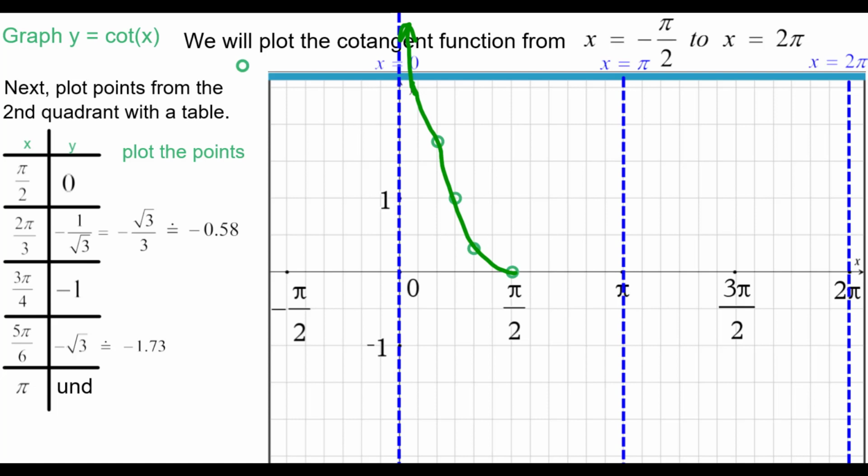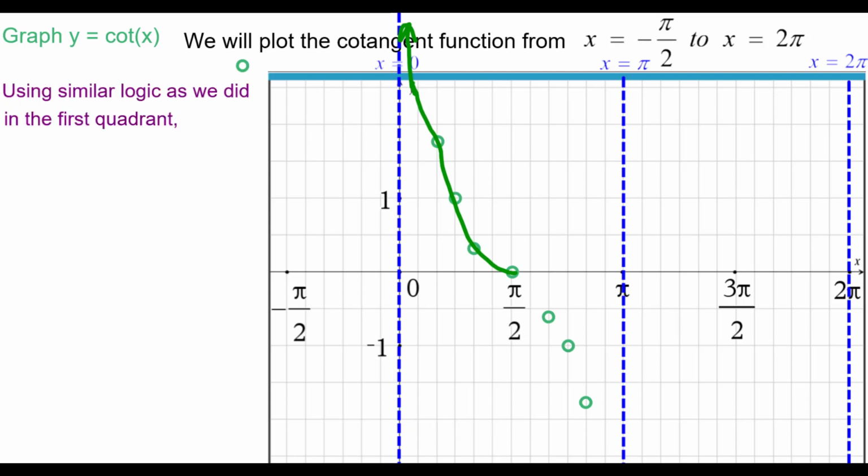Plot the points. Pi over 2, zero there already. 2 pi over 3, which is 8 pi over 12, down about negative 0.6. 3 pi over 4, down exactly 1, negative 1. 10 pi over 12, 5 pi over 6, about negative 1 3/4. And at pi, it's undefined. Now, using similar logic as we did in the first quadrant, we're going to connect the points. And instead of going up to the left infinitely, it's going down to the right infinitely.